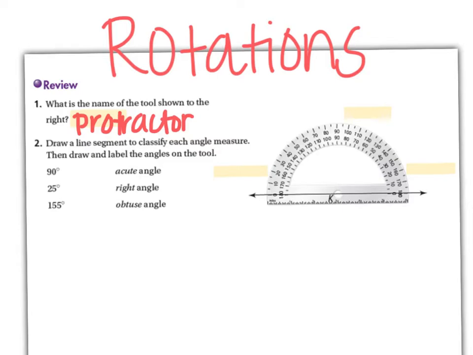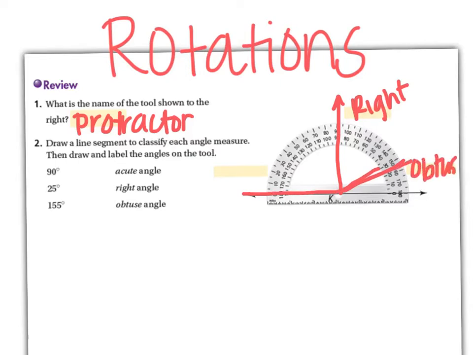Draw a line segment to classify each angle, measure, then draw and label the angles on the tool. So a 90-degree angle is going to go from the middle up to 90. That is a right angle. 155 degrees would go from here to there. So if this is 155, that is obtuse. And from this starting point to 25 degrees, that angle is acute.